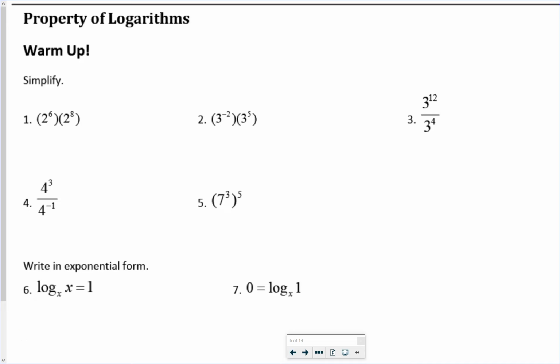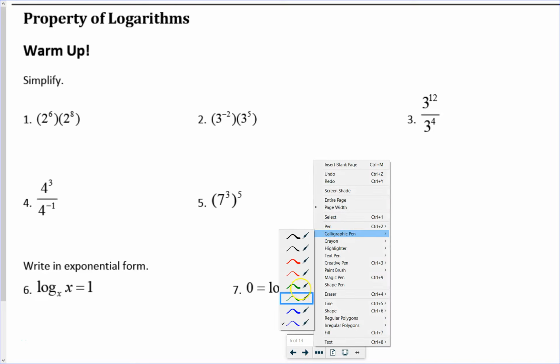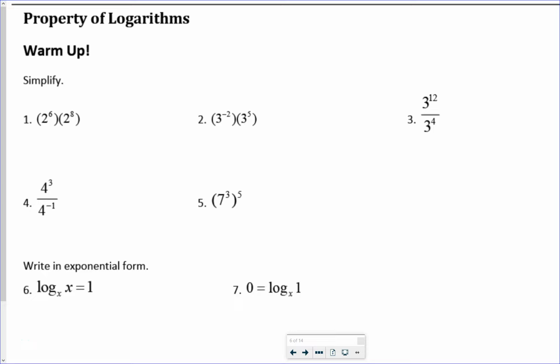So your warm-up is reminding you about laws of exponents. When I have two bases that are the same and I want to multiply them together, what do I get to do with my exponents? I get to add them together. So this is 2 raised to the 6 plus 8, which is just 2 to the 14. We're going to leave it there for now. We're just remembering what the properties are.